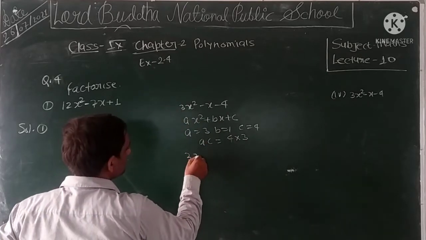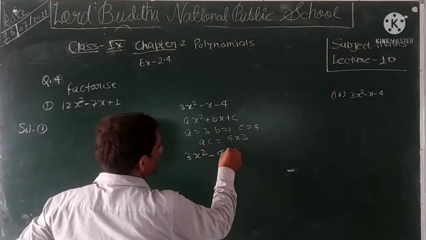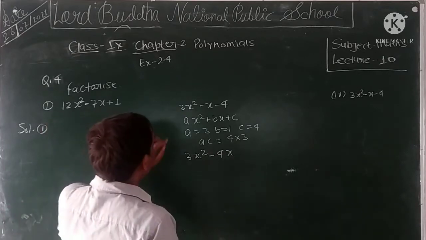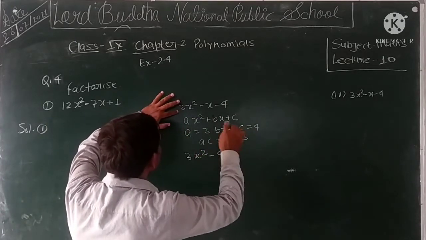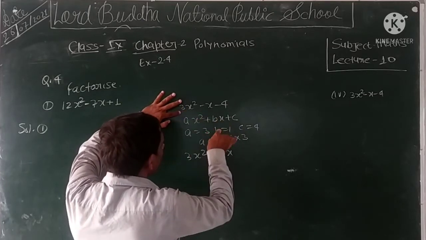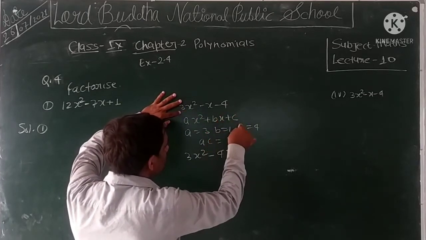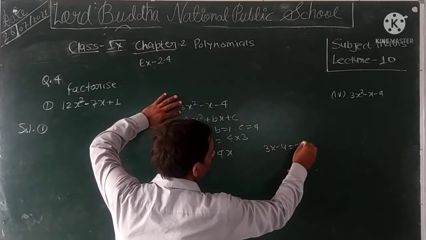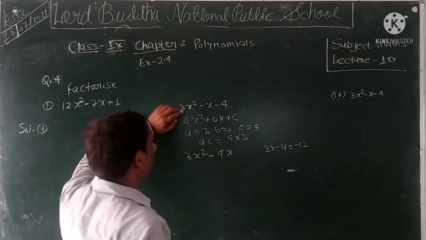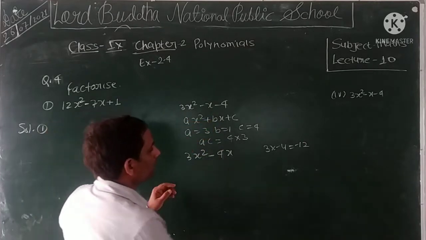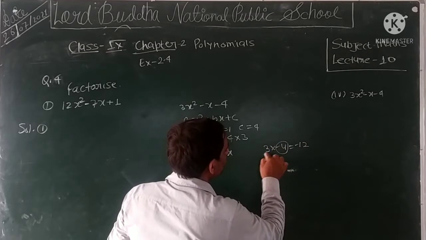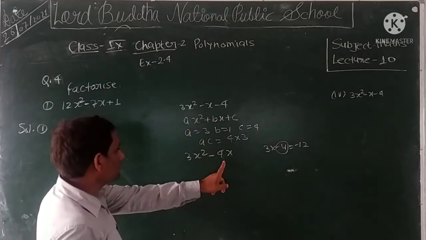We write it as 3x square minus 4x. But if we take the signs, then what will be? Here a is 3, b will be minus 1 and c will be minus 4. Then 3 into minus 4 will be minus 12. Okay? And their difference is negative. Hence, we take the greater number with minus 4 and the smaller one with plus, which is written here.